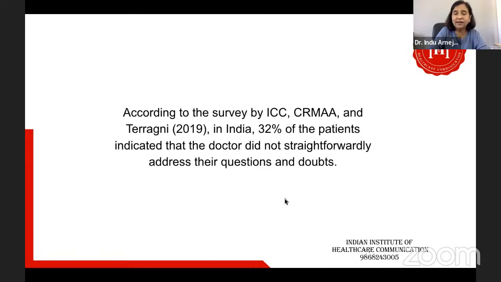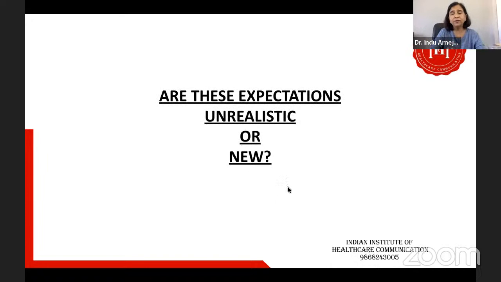That's the importance and relevance of it. But you can see a lot of patients go dissatisfied because their questions and their doubts have not been clarified. Now, I think we need to ask, are these expectations unrealistic or new? They are new because we are not used to them. That is why we find it uncomfortable to deal with those expectations, but they are not unrealistic.